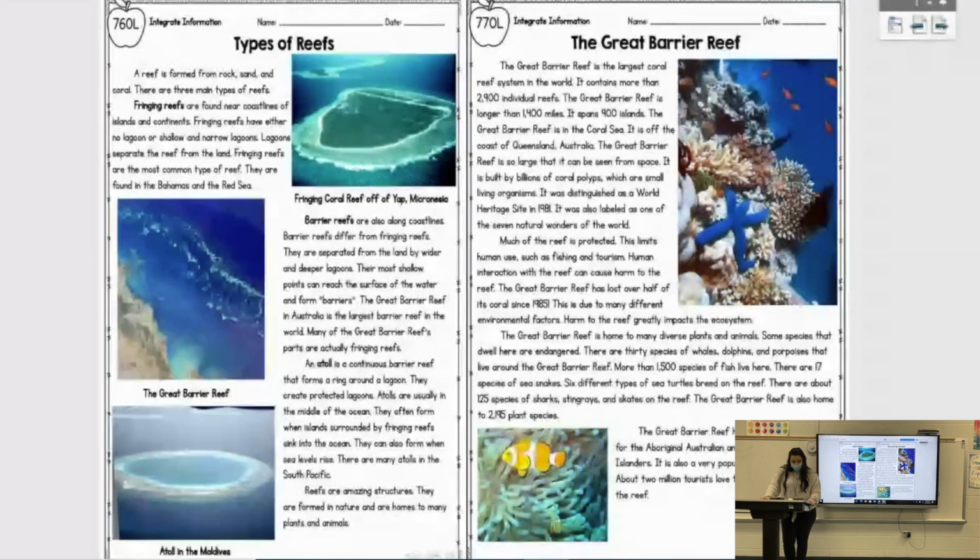Fringing reefs are the most common type of reef. They are found in the Bahamas and the Red Sea. So you can see this is an example of a fringing reef.